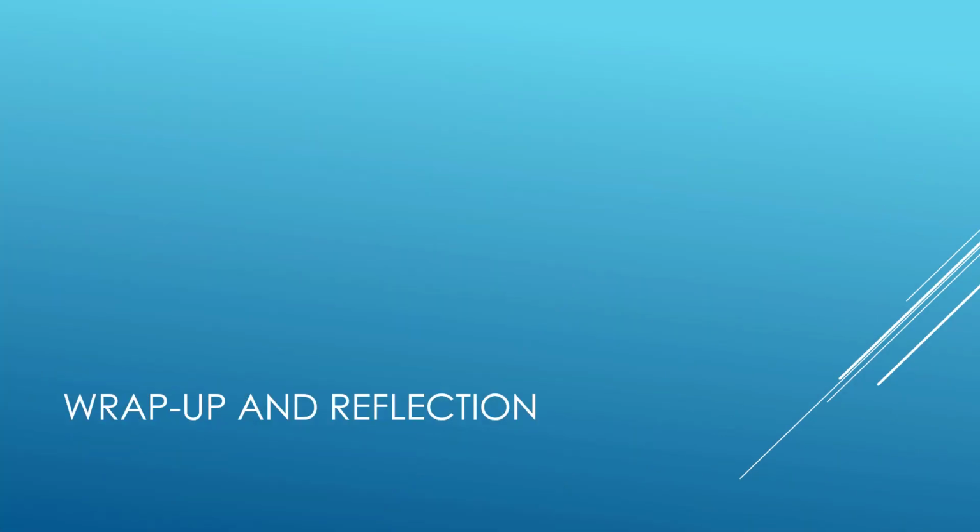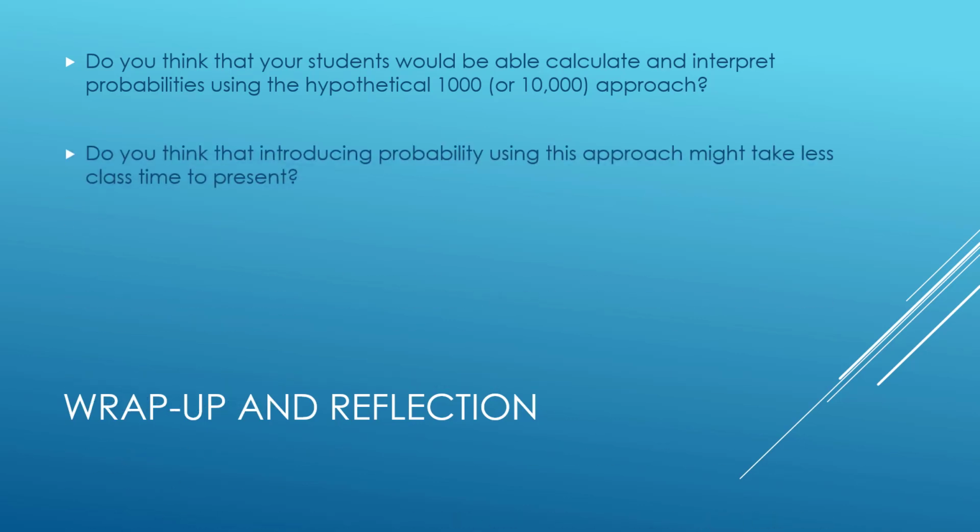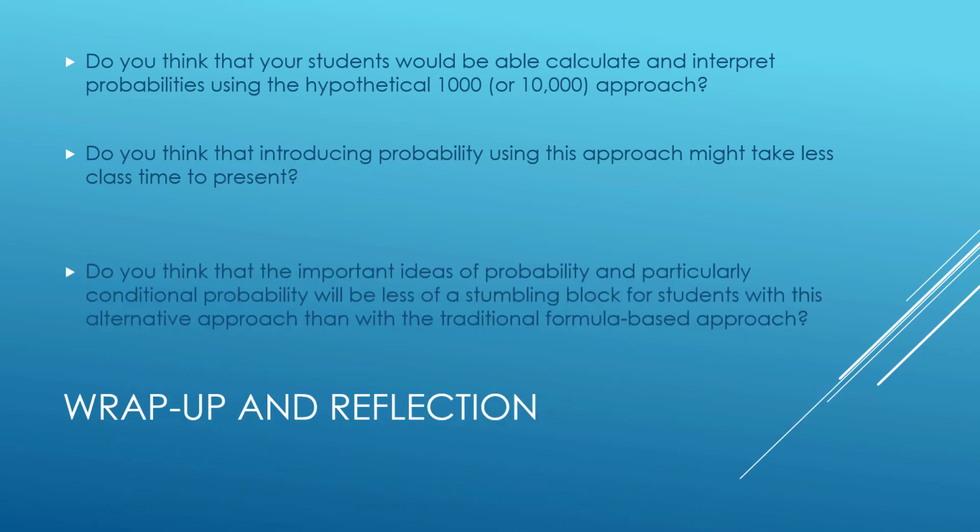As you look back upon this activity, there's a lot of goals that we had here. Do you think after doing this activity that your students would be able to calculate and interpret probabilities using that hypothetical 1000 or even the hypothetical 10,000 approach? Think about, is this a practical way to present the ideas that might take less class time? Remember, traditional probability does tend to take much longer than this modified approach.